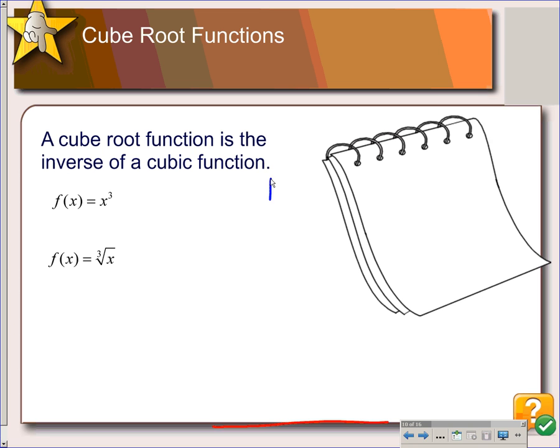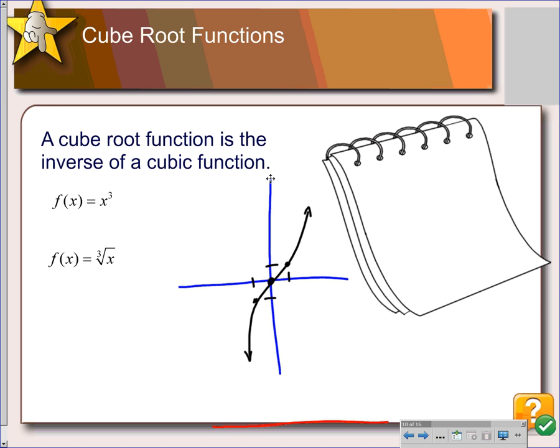So if we were graphing f of x equals x cubed, we know that that graph would pass through the point 0, 0, also through the point 1, 1, and through the point negative 1, negative 1, and it would look sort of like this.